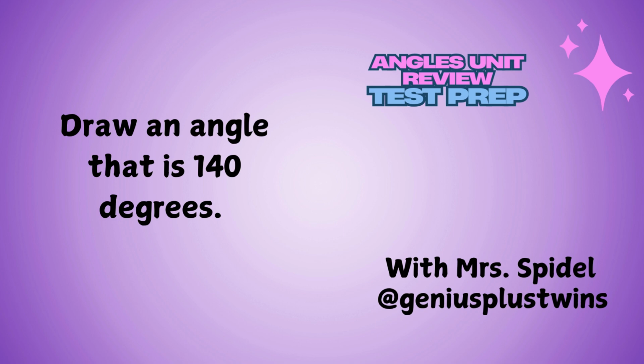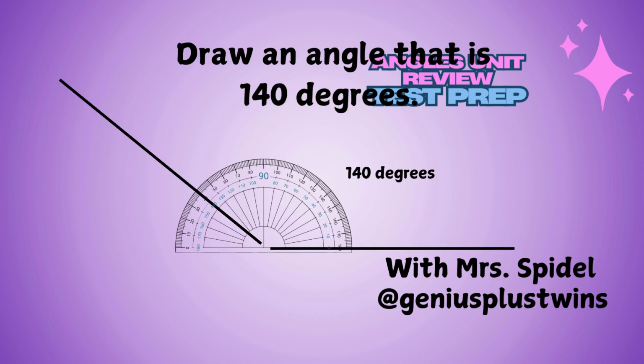On to the next one. You will be asked to draw an angle that is 140 degrees. It's very important that you use a protractor and a ruler, or at the very least, use the straight edge of your protractor to draw your horizontal line to begin. So I start with drawing a horizontal line here.